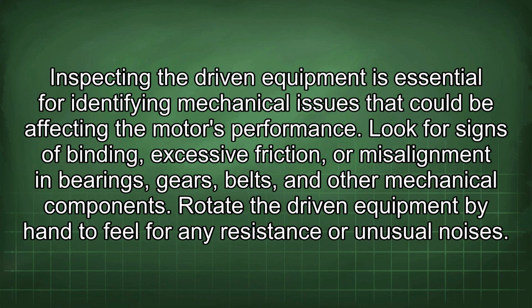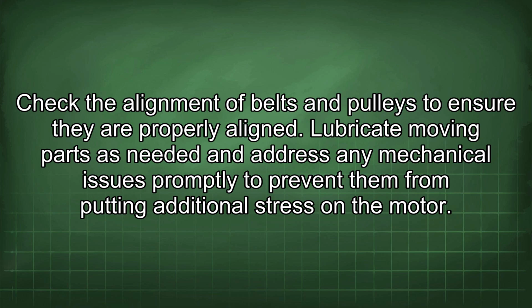Inspecting the driven equipment is essential for identifying mechanical issues that could be affecting the motor's performance. Look for signs of binding, excessive friction, or misalignment in bearings, gears, belts, and other mechanical components. Rotate the driven equipment by hand to feel for any resistance or unusual noises. Check the alignment of belts and pulleys to ensure they are properly aligned. Lubricate moving parts as needed and address any mechanical issues promptly to prevent them from putting additional stress on the motor.